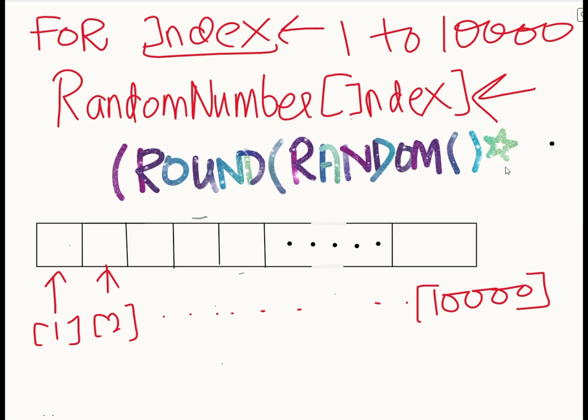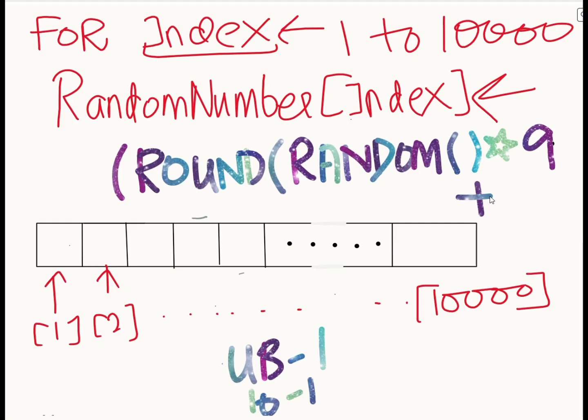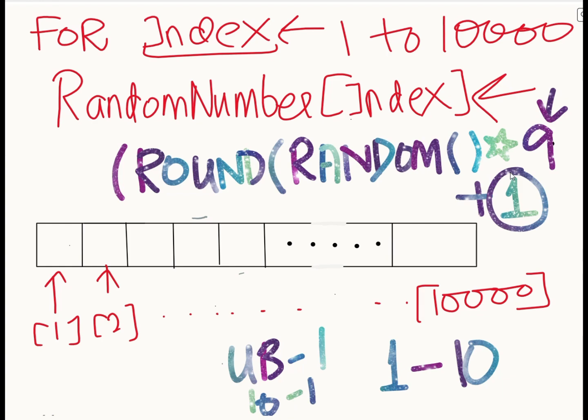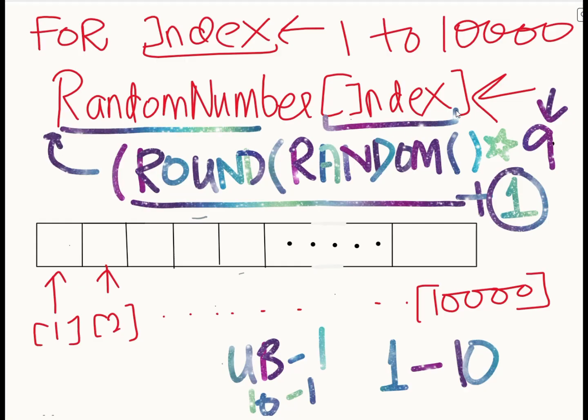So always remember that after this multiplication sign, I have to add upper bound minus 1. The upper bound was 10, 10 minus 1 is 9. And I have to add the starting point, which is 1, for the range 1 to 10. So the first value would be 9, and plus 1 is the starting value. This way, the computer will generate a random number for you and store it in the random number array in this index position. Now, for example, the random number that is generated is 3.